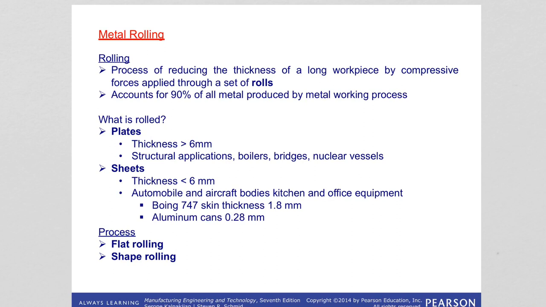The rolling process is divided into two categories. The first one is flat rolling, and the other one is shape rolling. And then let's look at flat rolling first.